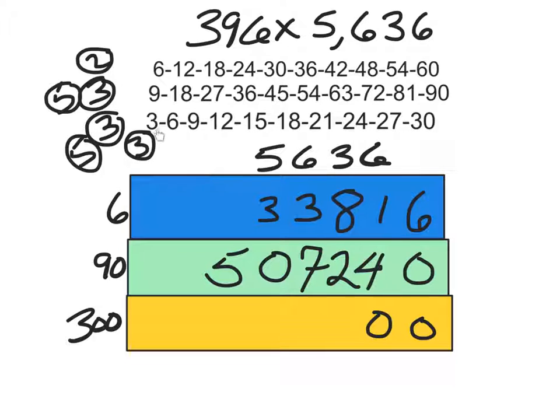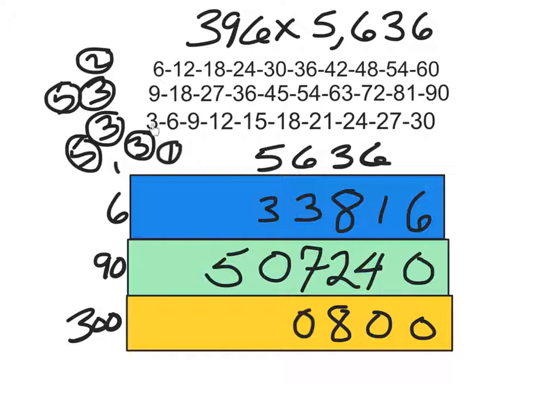3 times 6, 1, 2, 3, 4, 5, and 6 is going to give you 18. I'm going to drop the 8 and carry the 1. Drop that 8, carry that 1, and move along. 3 times 3, 1, 2, 3 is going to give you 9. Plus this 1 here will give you 10. Drop that 0, carry that 1, and move along.